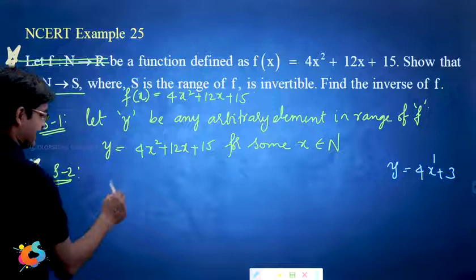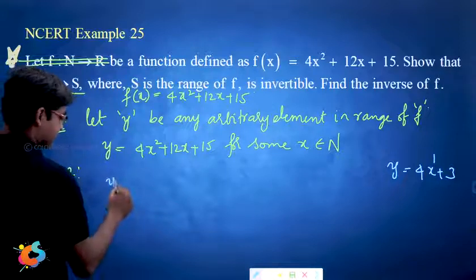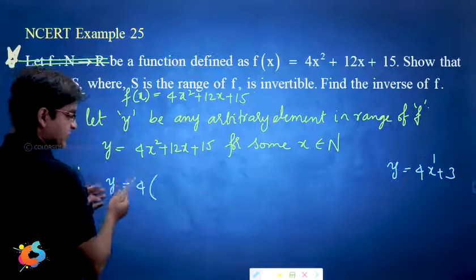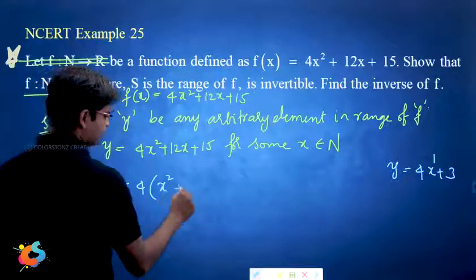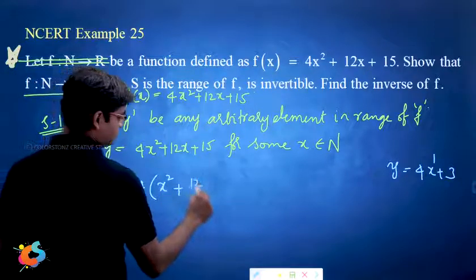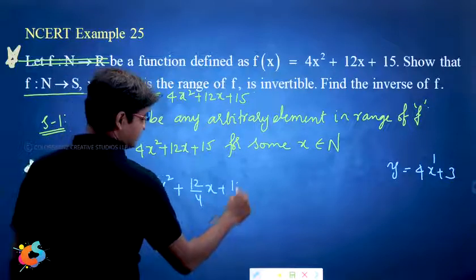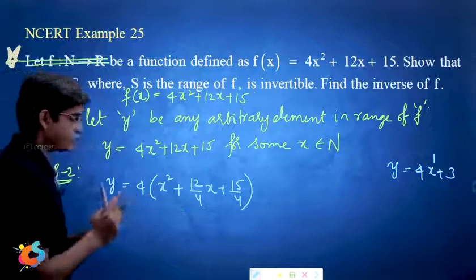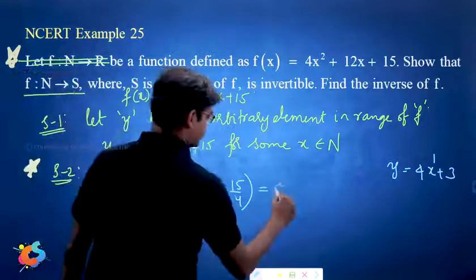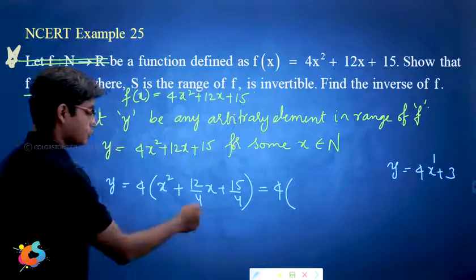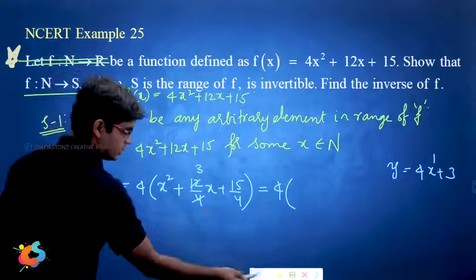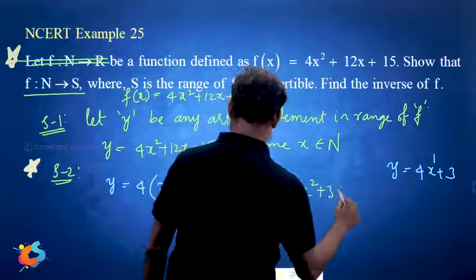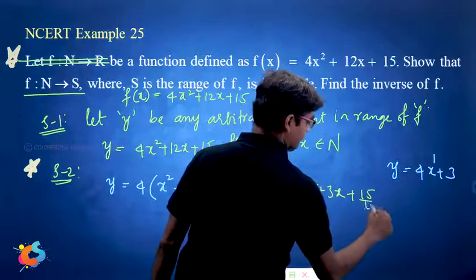This way of doing it is very, very important. The way you do it is something like this: 4 into, take the coefficient of x square out and make it 1. So 4 into x square plus 12 by 4 into x plus 15 by 4. What are we doing here? We are making the coefficient of x square 1. Next, 4 is there outside. So 12 by 4 is 3, and now we have x square plus 3x plus 15 by 4.